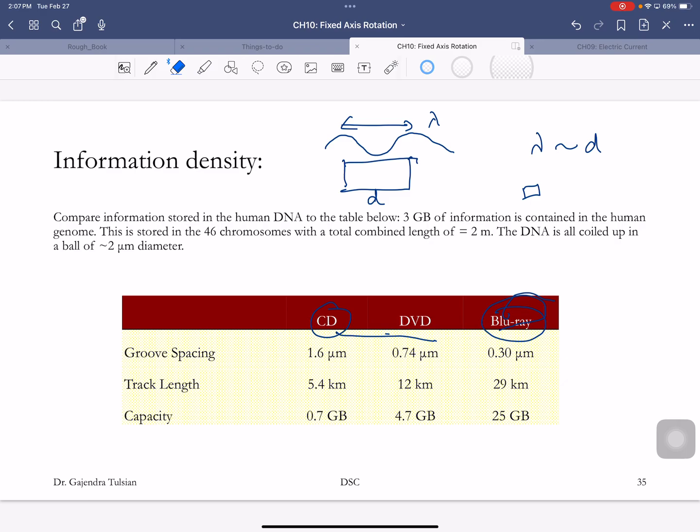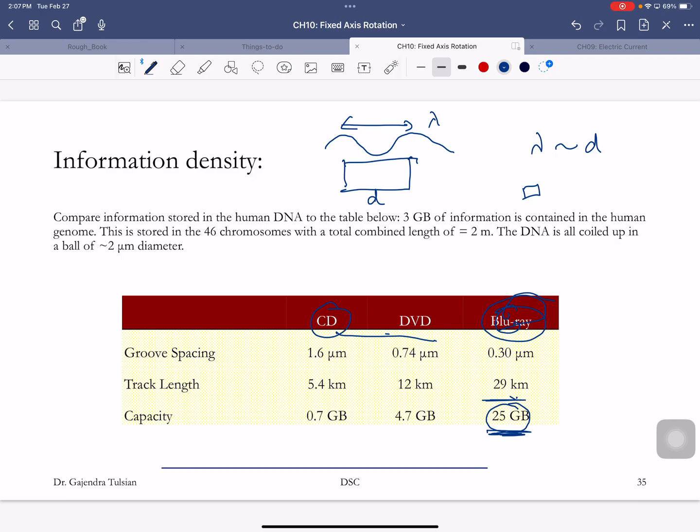All right, so you see that? This is 30 kilometers, from here to Palm Coast, for Blu-ray. And how much information have you packed? 25 gigabytes. So from here to Palm Coast, you are able to pack 25 gigabytes of information.